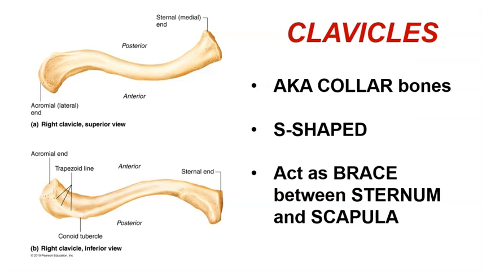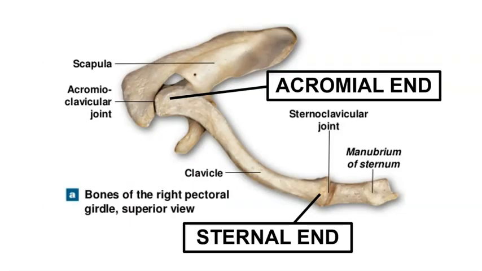So now let's look at the individual bones of the pectoral girdle. We'll start with the clavicles. The clavicles, which are also called the collarbones, are S-shaped bones that function as a brace between the sternum and the scapula. They have a squared, flattened end that articulates with the scapula. It's called the acromial end. Meanwhile, the sternal end is rounded, and as you have probably guessed, the sternal end articulates with the sternum. So here we see the connections between the clavicle and the scapula, as well as the clavicle and the sternum.